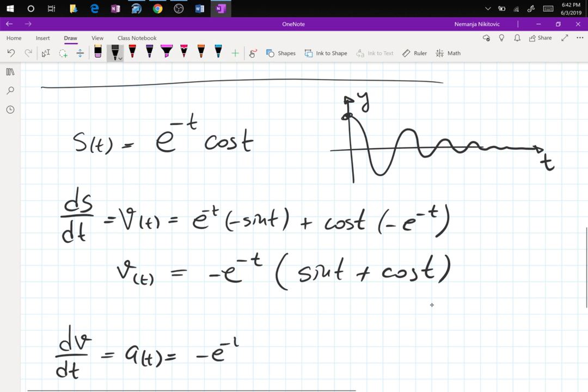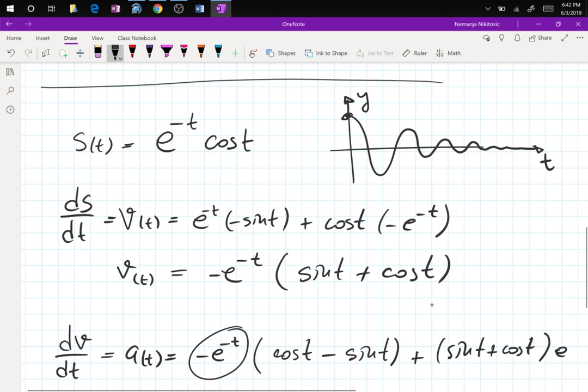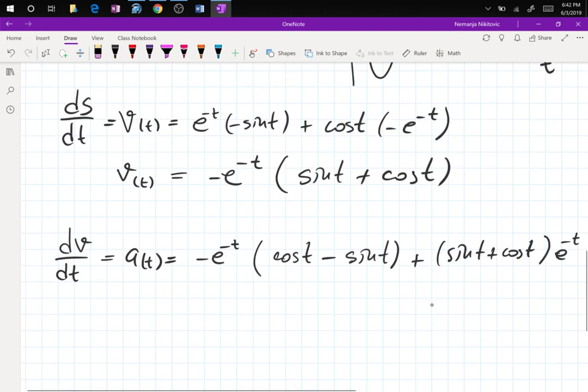Copy the first times the derivative of the second. Derivative of sine is cosine t minus sine t plus sine t plus cosine t. And finally, the derivative of this is just e to the -t, because negative and negative cancel.